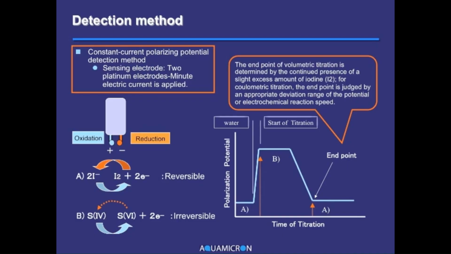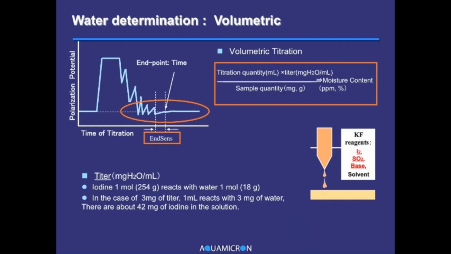An appropriate deviation range of the potential or the electrochemical reaction speed is set up to judge the endpoint in coulometric titration. In the next two slides, I would like to show you how to determine and calculate the water content in samples. Firstly, in volumetric titration, where the Karl Fischer reagent in the glass burette is used for such titration, the potency of the reagent is determined in advance.